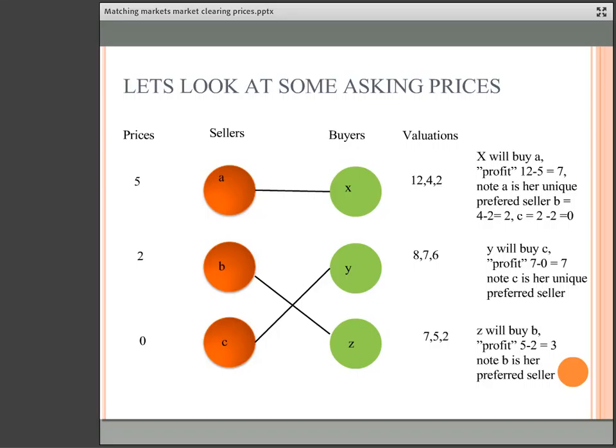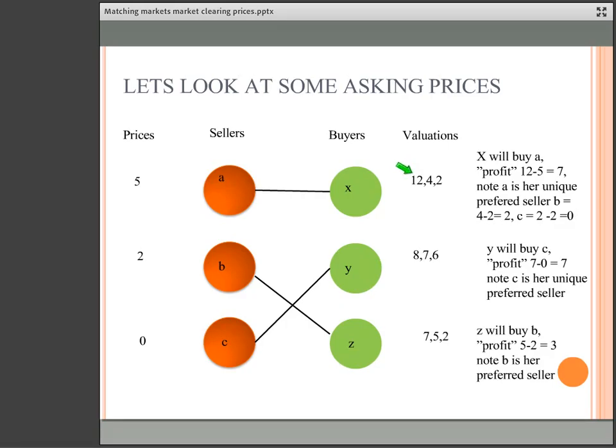Now let's look at the profit. So X values A, look at on the top right. Let's see if I can get my pen here and move. So I'm talking about these here. If X will buy A and the price of A is 5 and he values it at 12, which is here, then his profit is 7.